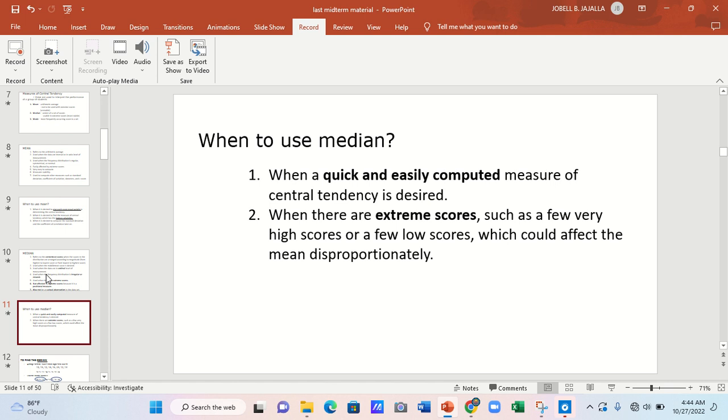Now, the median doesn't care whether there is a highest or lowest score. You just look in the data for the middle, or the centermost part of the data. So the median is the most ideal measure of central tendency in this case.